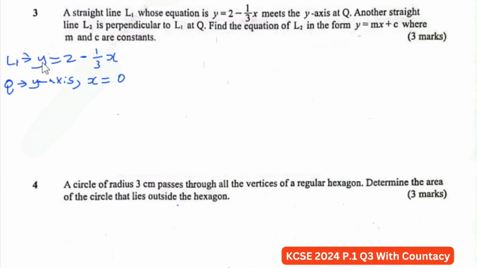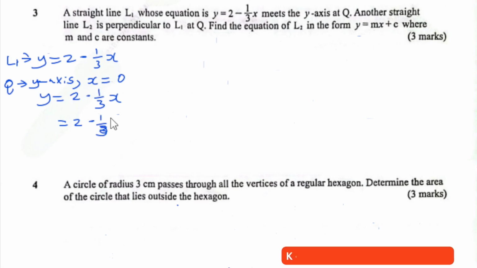Therefore we can work out the value of y given this equation, that is L1. We have y equals 2 minus a third x. We have 2 there, and we have minus a third. We know that at the y-axis, x is equal to 0. Therefore we are going to replace x by 0. Therefore we get y equals 2 minus a third multiplied by 0, that is a 0. Therefore 2 minus 0 gives us a 2. Therefore the value of y for this case is 2.